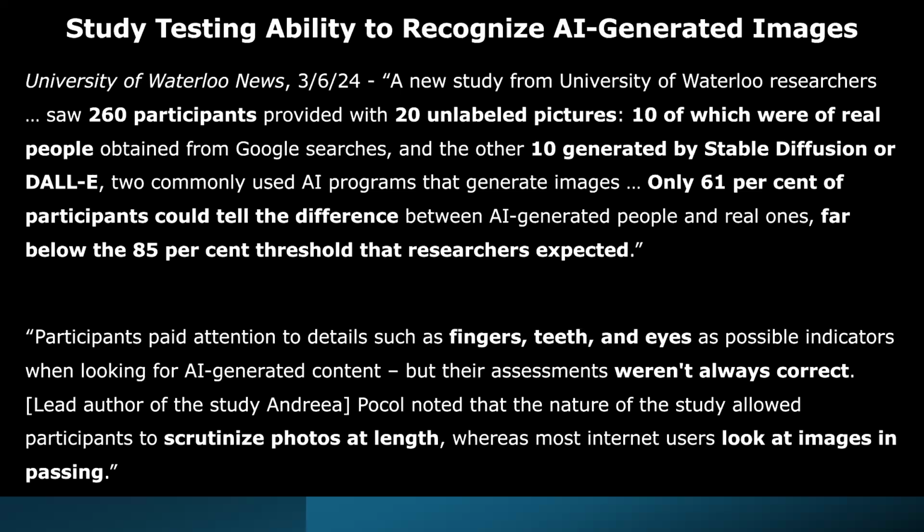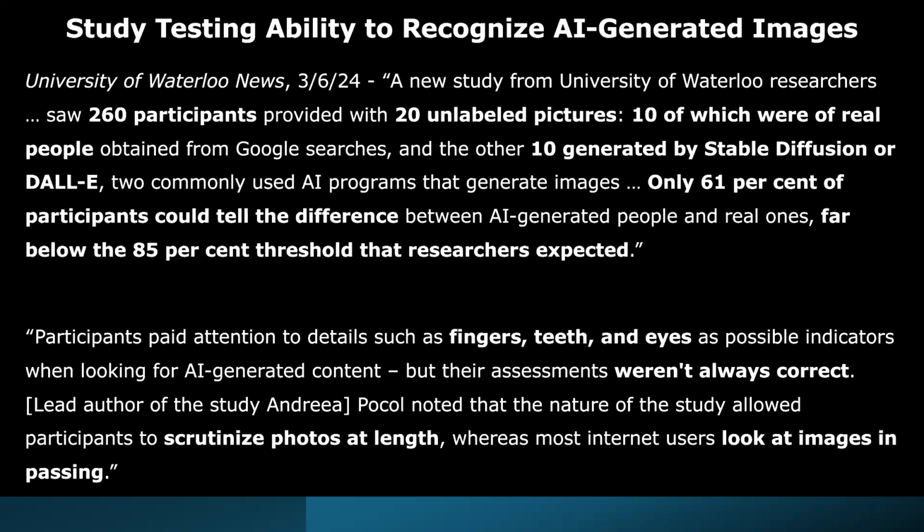A research study published in the journal Advances in Computer Graphics on December 29, 2023, revealed that much like AI-generated text, AI-generated images are difficult to tell apart from real images even when people are specifically looking for them. As an article on the study from the University of Waterloo website explained, quote, a new study from the University of Waterloo researchers saw 260 participants provided with 20 unlabeled pictures, 10 of which were of real people obtained from Google searches, and the other 10 generated by Stable Diffusion or DALL-E, 2 commonly used AI programs that generated images.